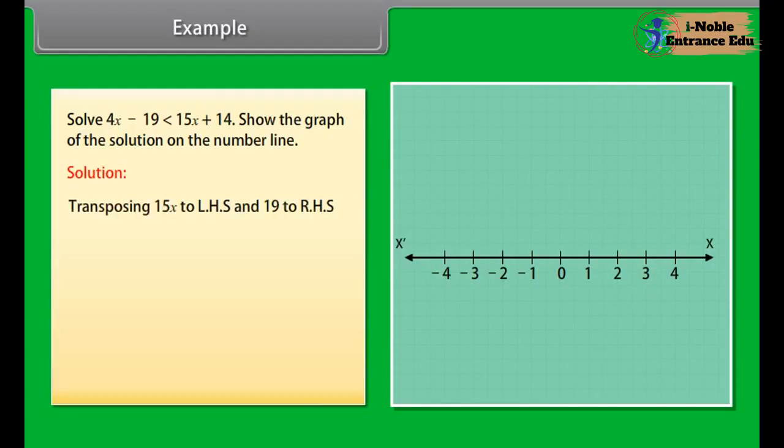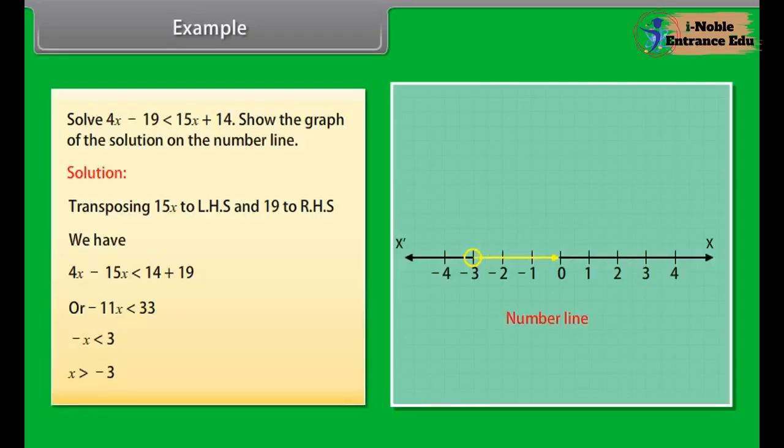Example. Solve 4x minus 19 less than 15x plus 14. Show the graph of the solution on the number line. Solution. Transposing 15x to LHS and 19 to RHS, we have 4x minus 15x is less than 14 plus 19, or minus 11x is less than 33. Minus x is less than 3. x is greater than minus 3.